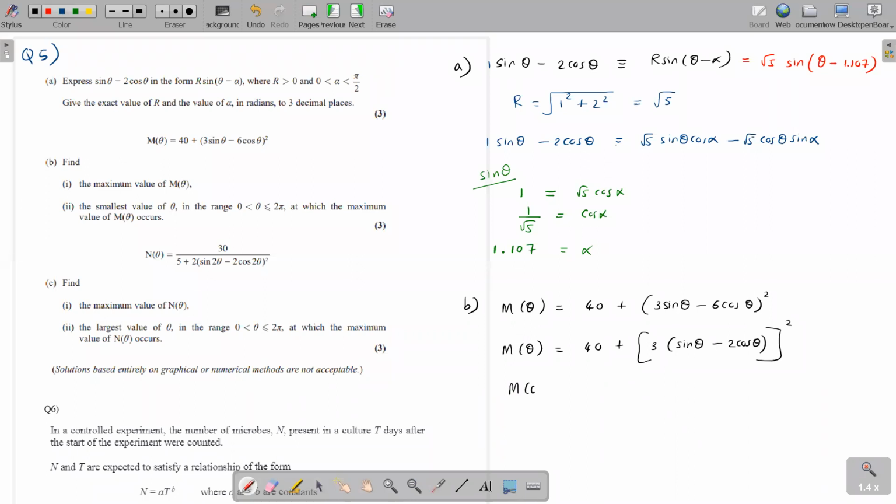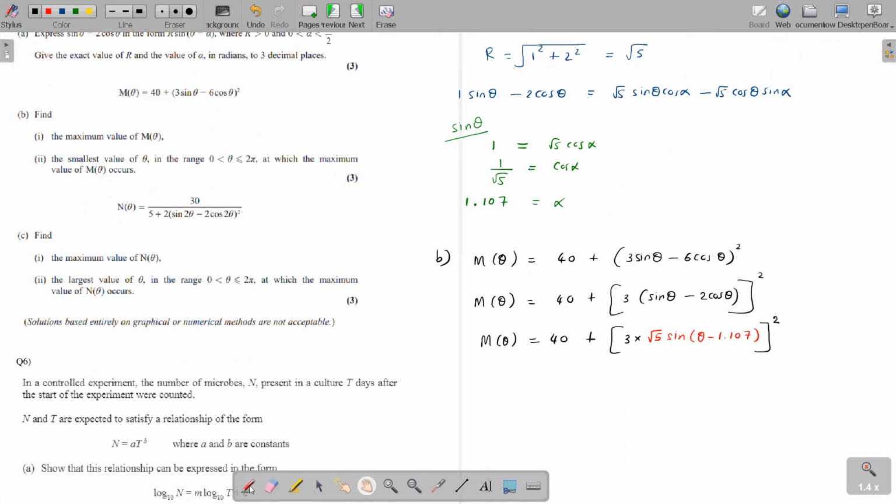So m theta equals 40 plus the 3. Remember the square applies to the 3 as well. So 3 times root 5 sine (theta minus 1.107), whole thing squared. So this is better, right? Makes sense to you all, right? If you have any issues, tell me.